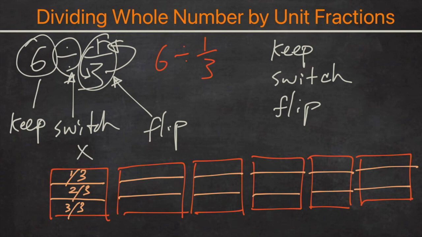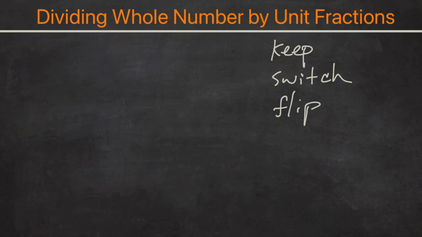Now after you do that, how many of these 1/3 do you end up with? So let's count them. 1, 2, 3, 4, 5, 6, 7, 8, 9, 10, 11, 12, 13, 14, 15, 16, 17, 18. So we have 18 of them. That is the exact same answer as when we use keep, switch, and flip. So this is one way where you could verify that you've done the problem correctly. Now let's try this one.